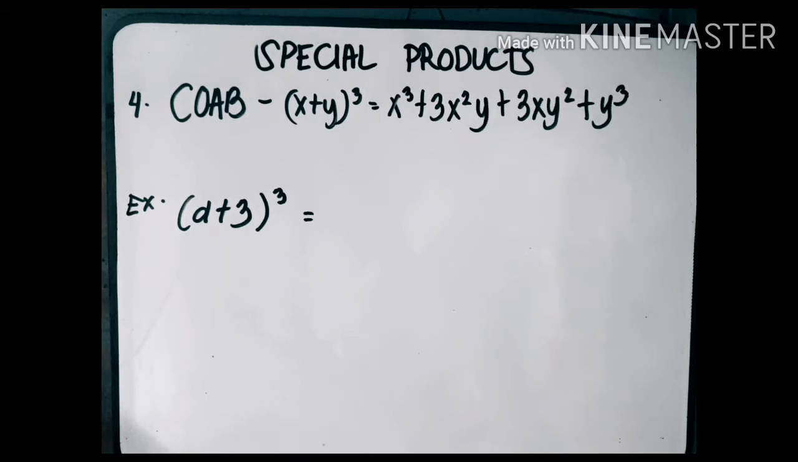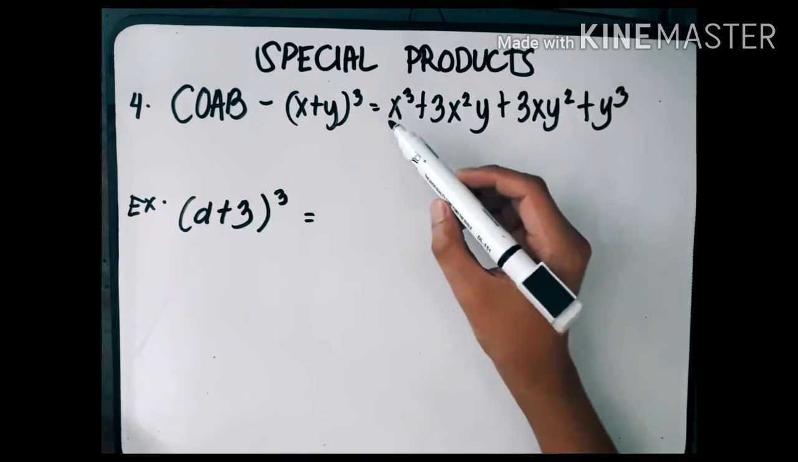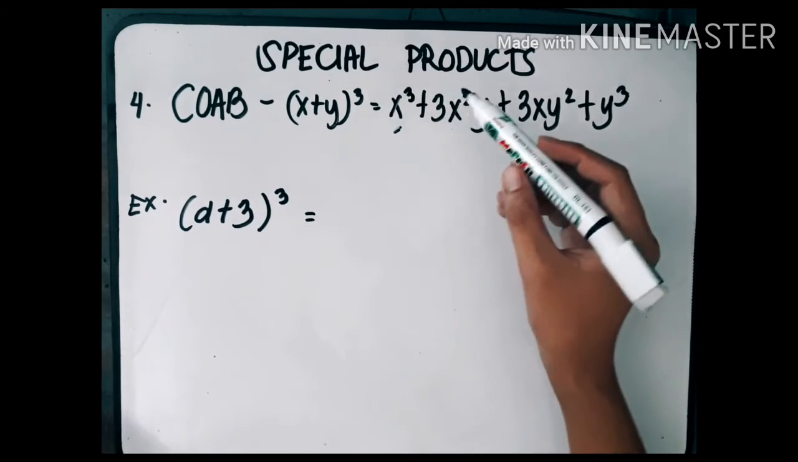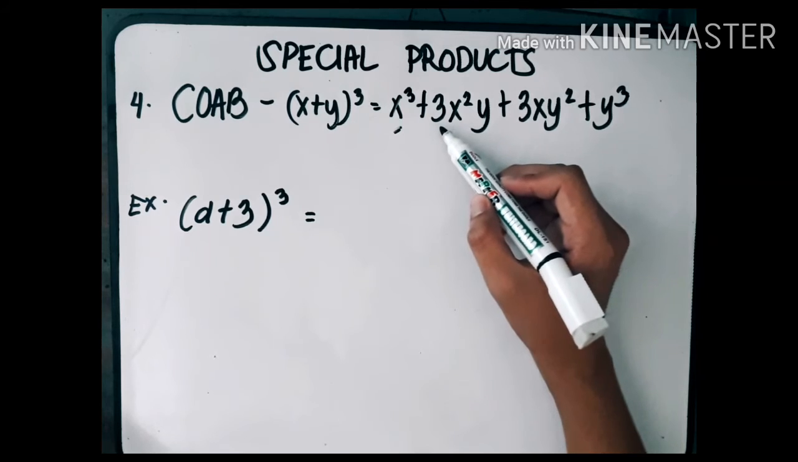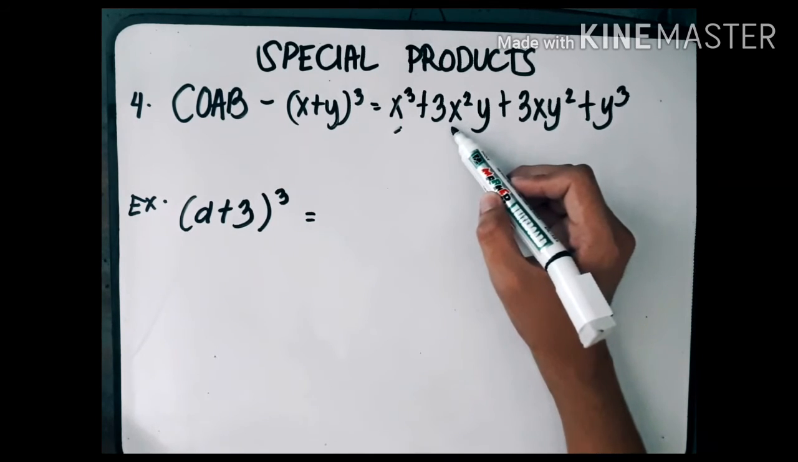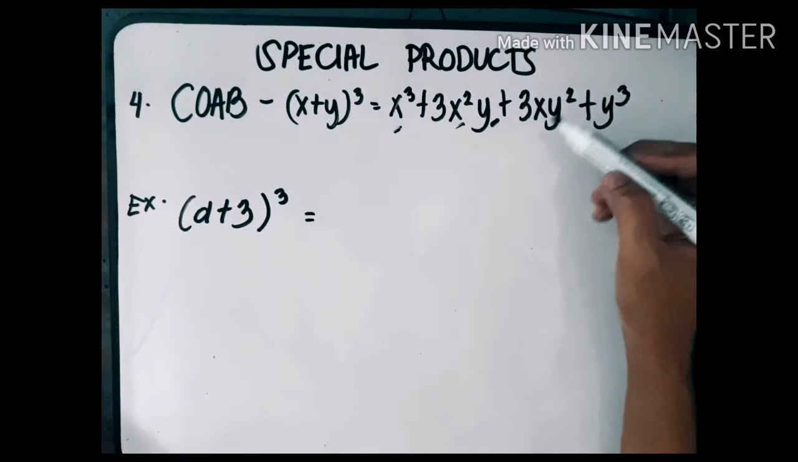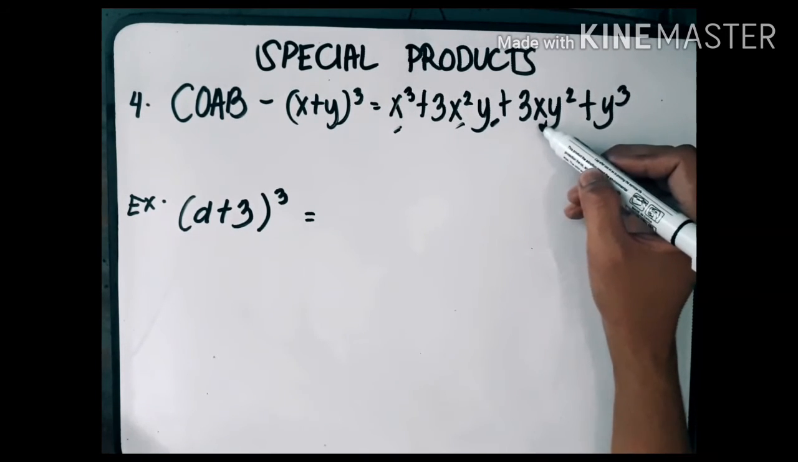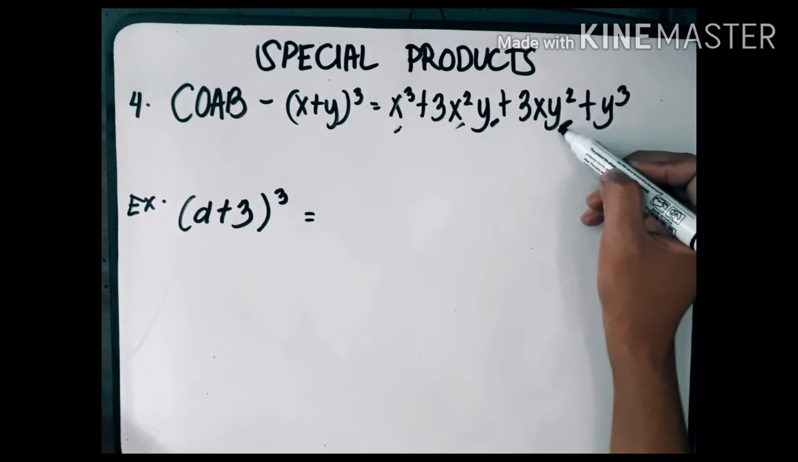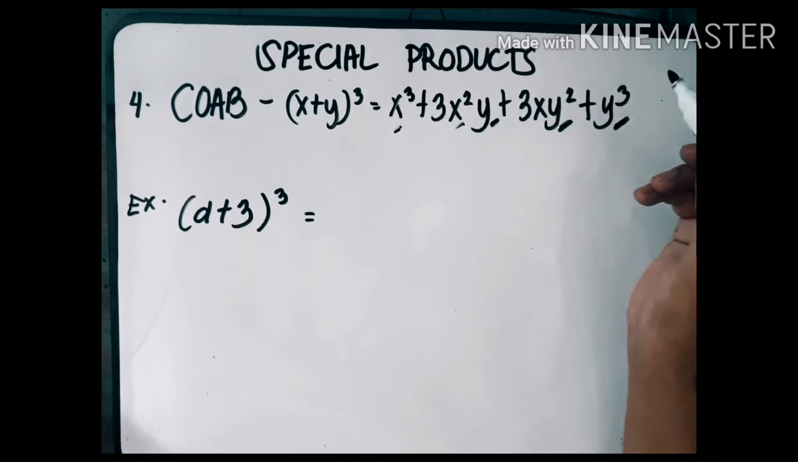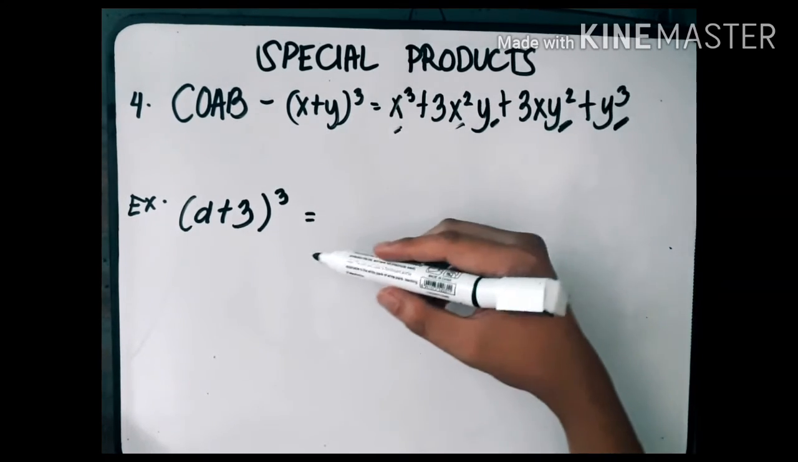Last is the cube of a binomial. So, the cube of a binomial consists of the cube of the first term and thrice the product of the square of the first term and the second term, thrice the product of the first term and the square of the second term, and the cube of the second term. So let's have an example.